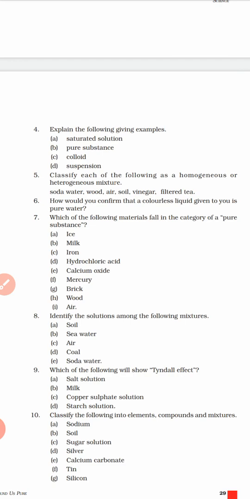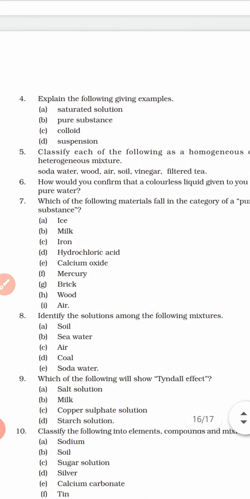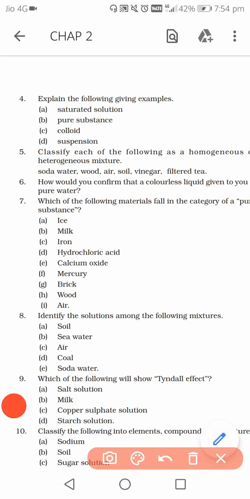Next one, number 7. Which of the following materials fall in the category of a pure substance? Ice is a pure substance, milk is not. Iron, pure substance. Hydrochloric acid, pure substance. Calcium oxide, pure. Mercury, pure. Wood, brick, no. Air, we can take as impure because some dust particles may be there. Okay, brick and wood are not pure substances.